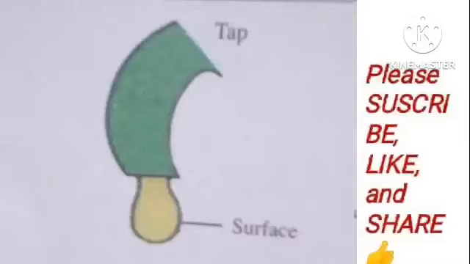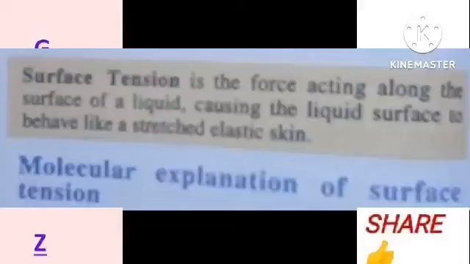The water appears to fill a balloon or an elastic skin. Now, the elastic bag supports the weight of the water. So that is why this water can stand. From that observation, we can safely conclude that surface tension is the force acting along the surface of a liquid, causing the liquid surface to behave like an elastic or stretched skin.